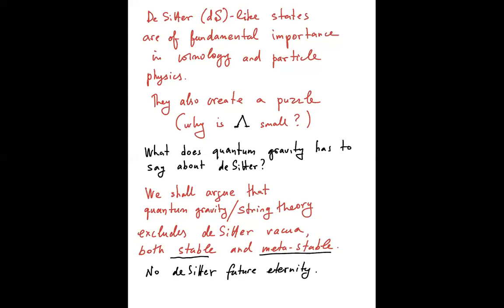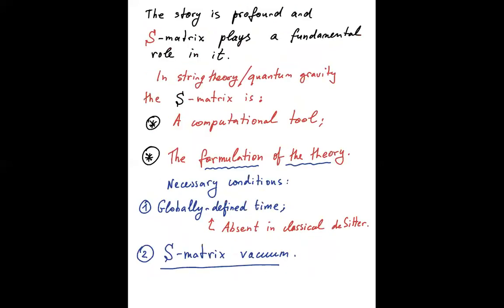So it simply excludes de Sitter, which means that the question of why lambda is small is not a question of naturalness, but a consistency issue. It's like anomaly cancellation. The theory just tells you that you cannot have a lambda which would give rise to de Sitter. A positive cosmological constant is excluded. Also excluded is any de Sitter-like future eternity. And so, of course, it's a rather profound story, and the S-matrix plays a fundamental role in it.